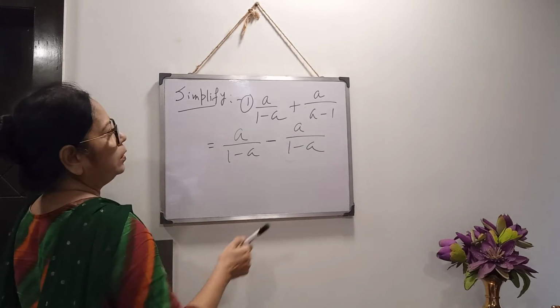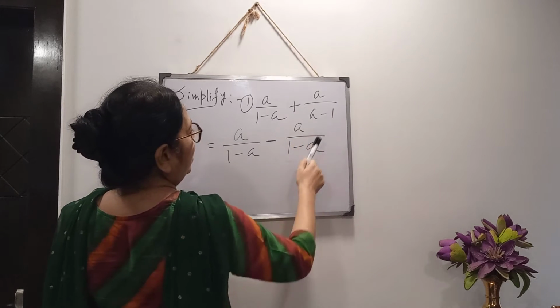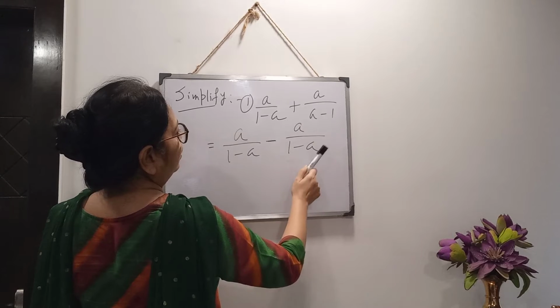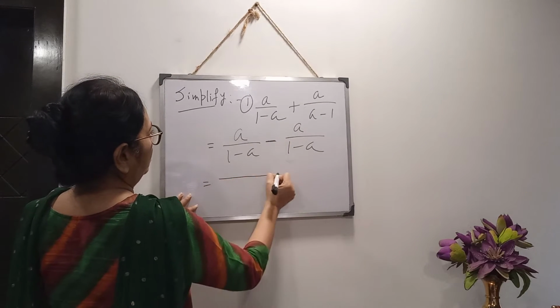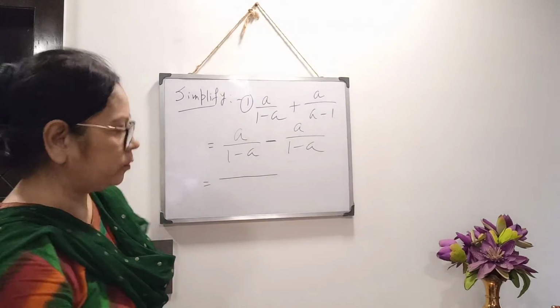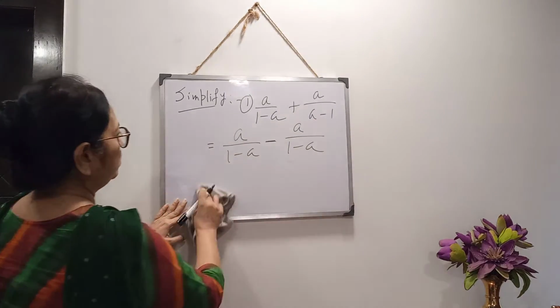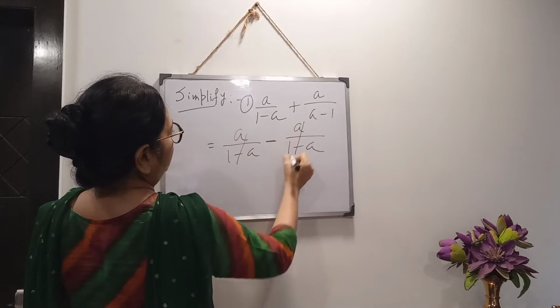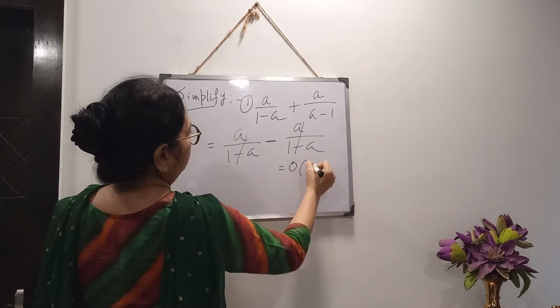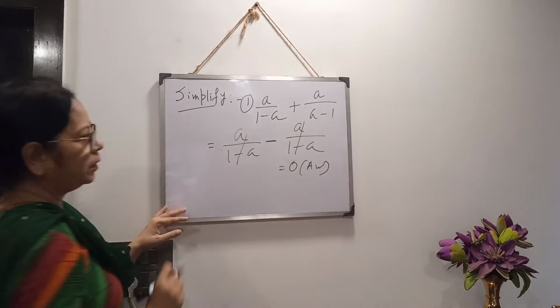So what I have done? There was a minus 1. I had made 1 minus a. So 1 negative sign will come here. Now you know, you do not have to take the LCM also. Same term coming. See, a by 1 minus a minus a by 1 minus a equals 0. This is the answer. Clear?